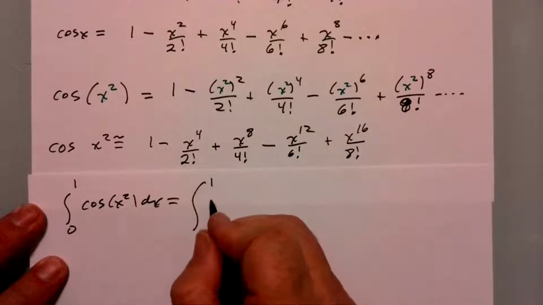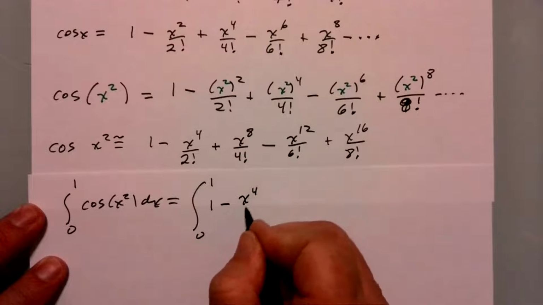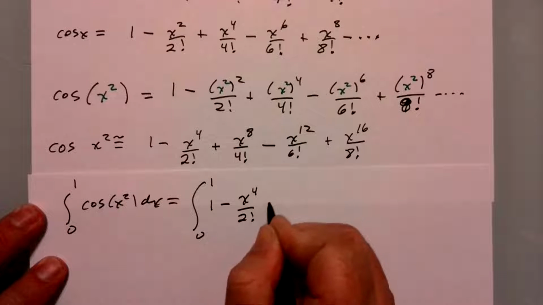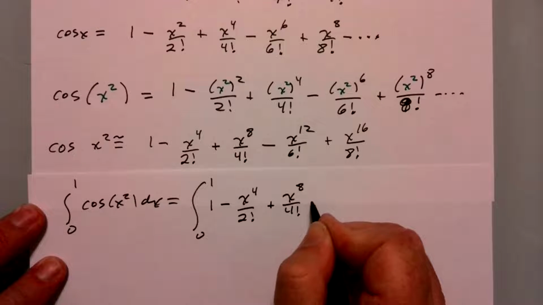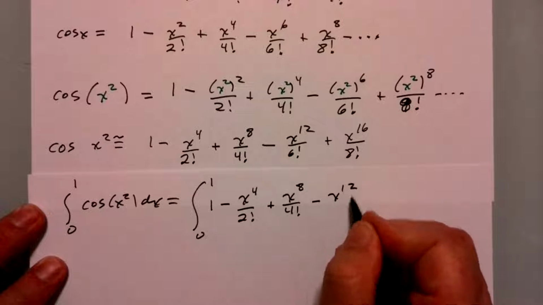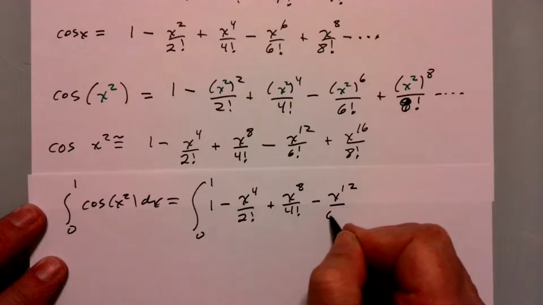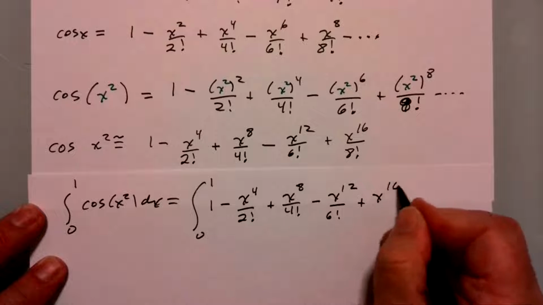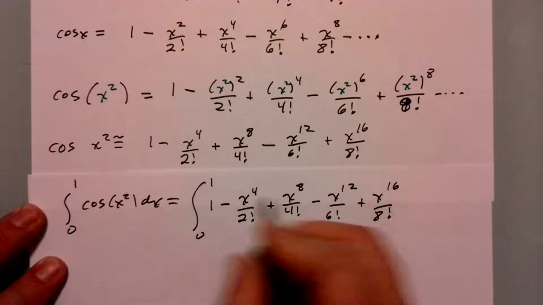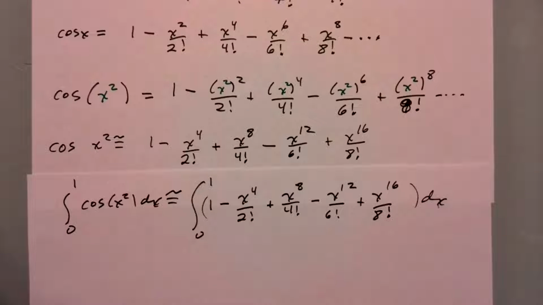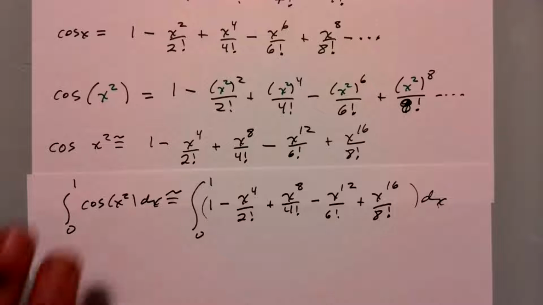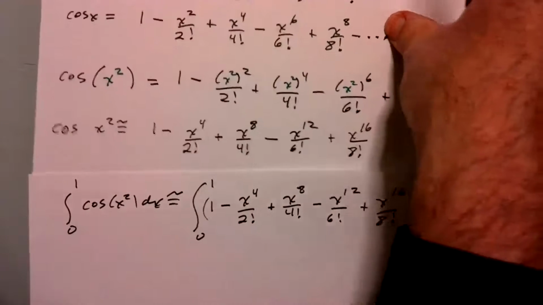Integral from 0 to 1 of 1 minus x to the 4th over 2 factorial plus x to the 8th over 4 factorial minus x to the 12th over 6 factorial plus x to the 16th over 8 factorial dx. Approximately again, because we are just using the first 5 non-zero terms to get there. So you can see this gets pretty complicated. I mean, there's a lot going on here.